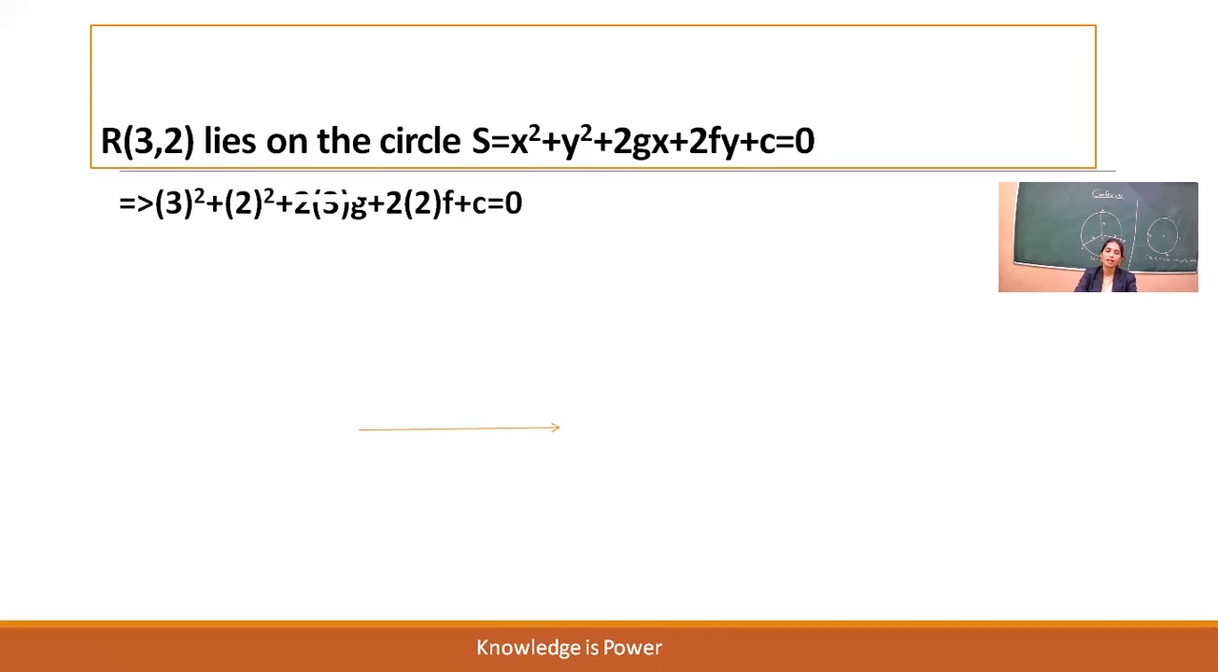We substitute the point (3, 2) in the same way as we did in the previous cases. x square will now become 3 square, y square will become 2 square, plus 2gx will become 2 into 3 into g plus 2 into 2 into f plus c equal to 0. Let us simplify 3 square plus 2 square: 9 plus 4 is 13, and taking 13 to the right hand side it becomes minus 13. The left hand side will be 6g plus 4f plus c.